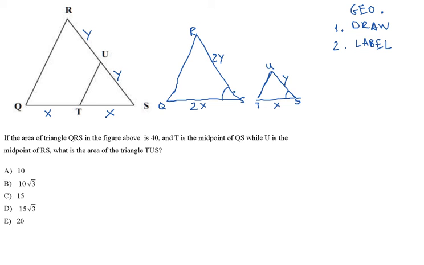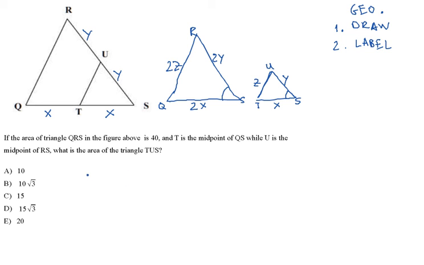All this means is that all of the sides are in a ratio of 2 to 1 between these two triangles, which means that we'll make this side Z and this side 2Z. Essentially, QRS is a zoomed in, or rather magnified version of TUS. Now that we know this, we can use this fact to figure out the area of TUS. How do we do that?